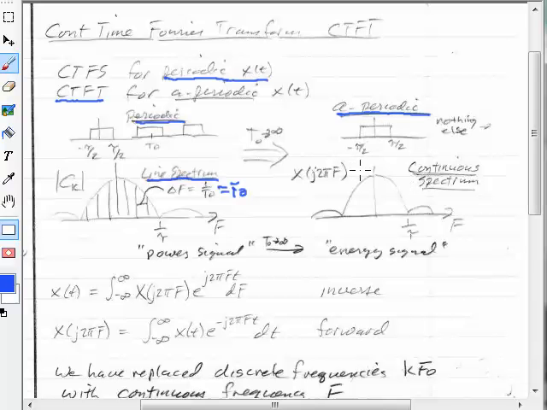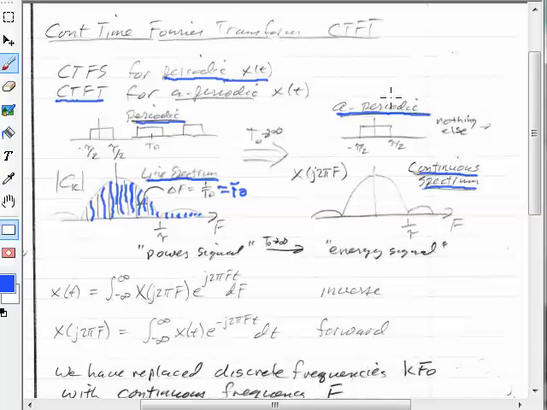Okay, now if we think about it a little bit, it's pretty clear that delta f here, which is 1 over t0, is going to go to 0. As t0 goes to infinity, delta f is going to go to 0. So these lines become really close together, and there's a whole bunch of them. There's just going to be a ton of these lines, and pretty soon they get so close together there's a continuum of them, and in the limit we're just going to get a continuous spectrum.